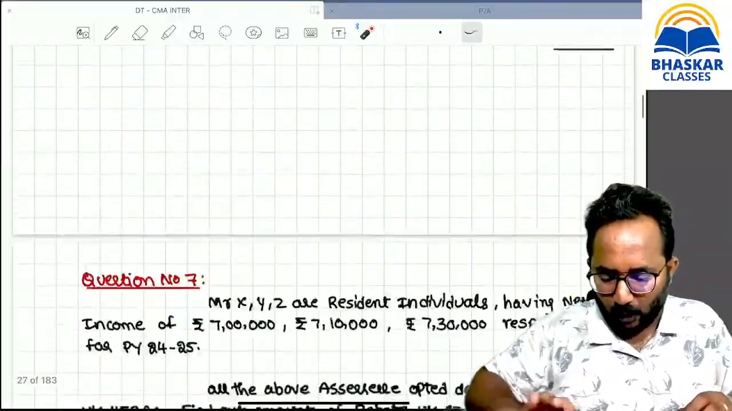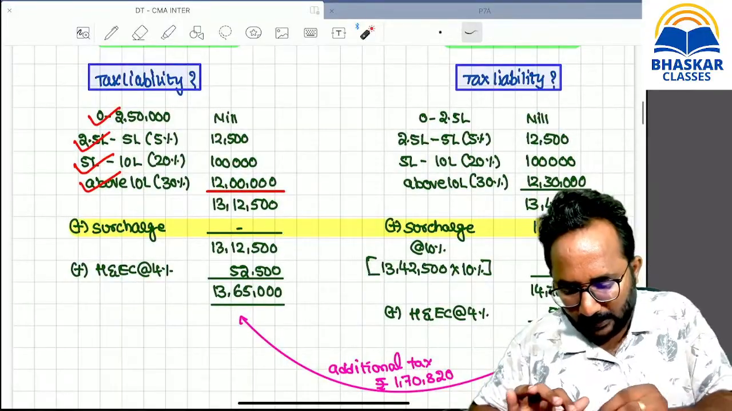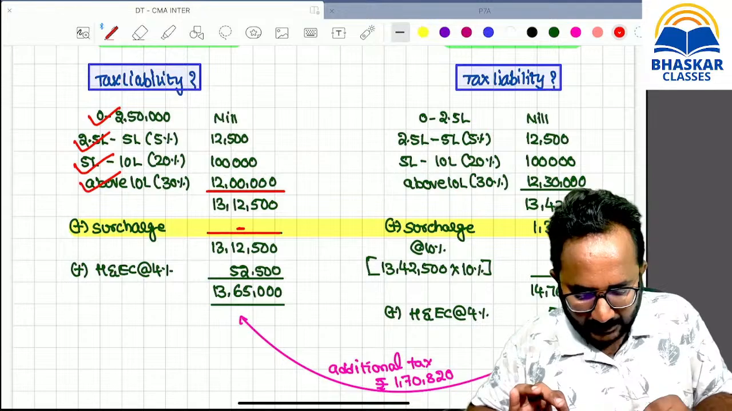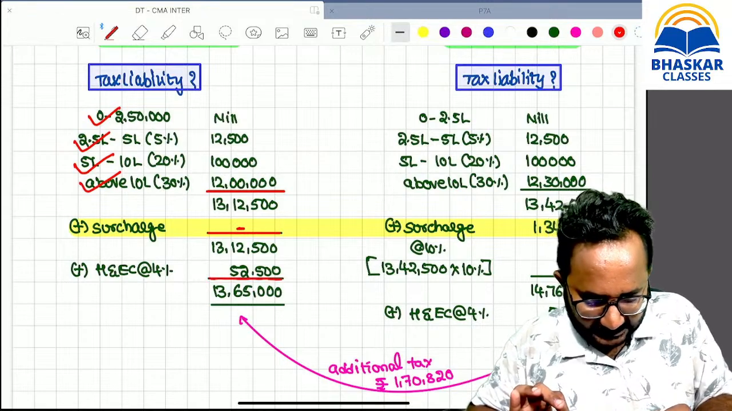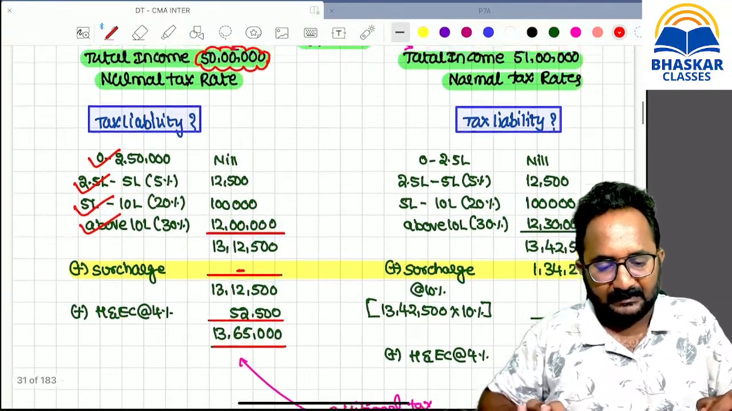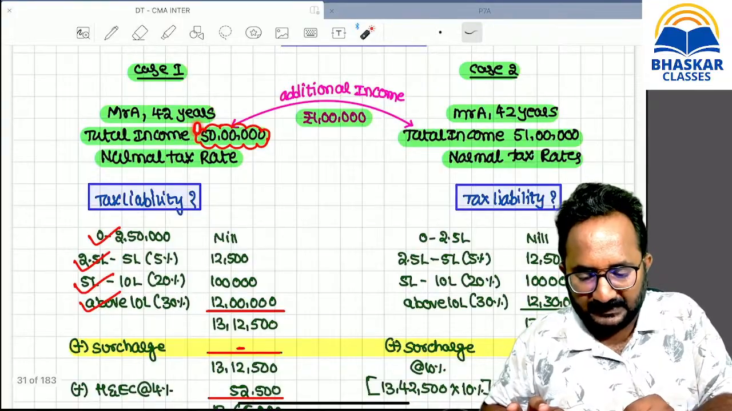What amount did we get here? 13 lakh 12,500. No need to apply the surcharge, the same amount. Finally, we apply the health and education cess, which gives 13 lakh 65,000. You got the tax liability. But next, at 51 lakh, exactly here, this is the basic limit for surcharge.